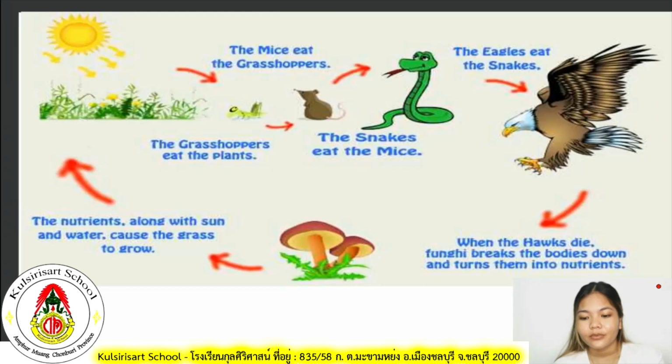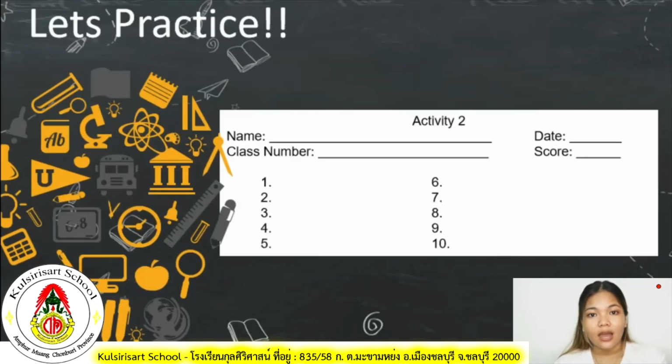Okay? So that concludes our discussion about food chain and food web. I hope that by now you already understand what their difference is. Now if yes, let us proceed to answering your yellow book. But first off, I want you to grab your yellow book and write there Activity 2. Write there your name, your class number, the date today, and leave a space for your score because we will check it during our Zoom meeting.